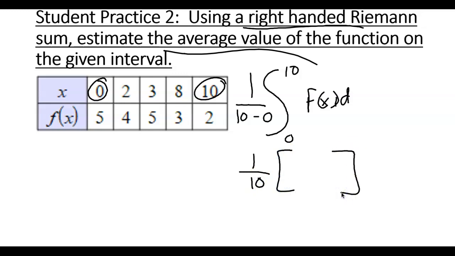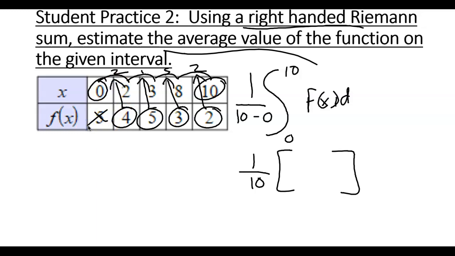where our review comes into play. All right? So we find the bases of our rectangles first. And with right-handed Riemann sums, we start here. That's our height times base. Height times base. Height times base. Height times base. We don't use the last one.